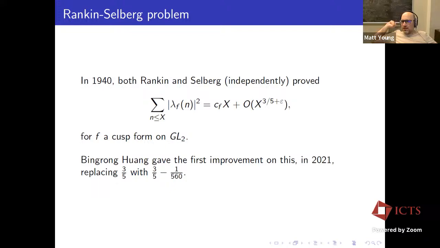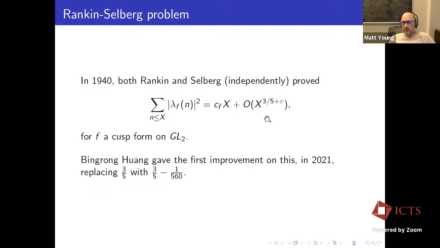So another corollary is to the Rankin-Selberg problem. To explain this corollary, this is a famous problem, a famous result of Rankin and Selberg going back to 1940, saying that the sums of squares of the coefficients of a GL2 cusp form satisfy an asymptotic formula that is some constant times x plus big O of x to the 3/5 plus epsilon.